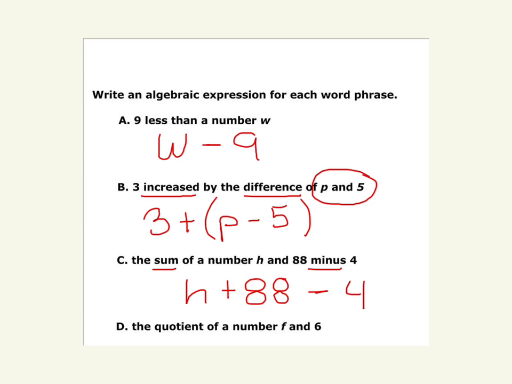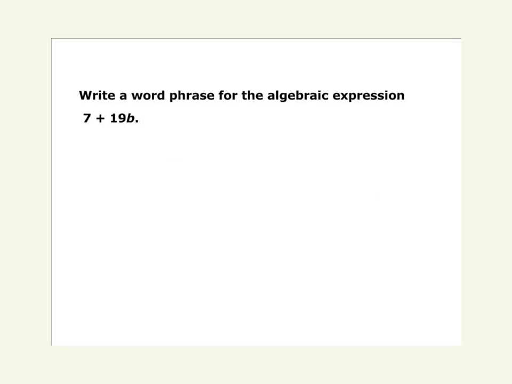Alright, let's take a look at our final example here. It says the quotient of a number f and 6. Quotient is my keyword there, which we know means divide, so I'm going to have to divide f and 6. So I'm going to have f over 6. Or I could also say f divided by 6 if you prefer, and that would also be acceptable. Alright, let's move on to the final slide, I believe.